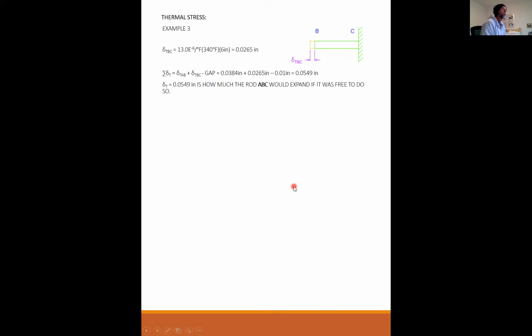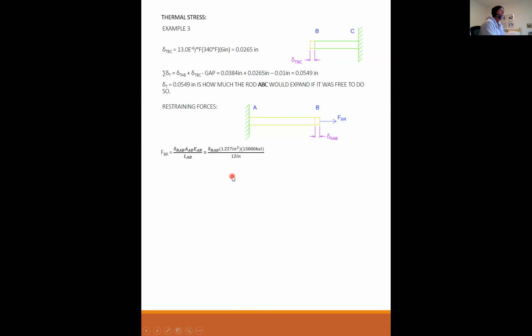Okay, so delta T 0 equals 0.0549 inches is how much rod ABC would expand if it was free to do so. So now we find our restraining forces. There is going to be some force in AB at B, that's R for restraining, that is going to cause a deformation delta RAB. So the equation: force is equal to delta AE over L.